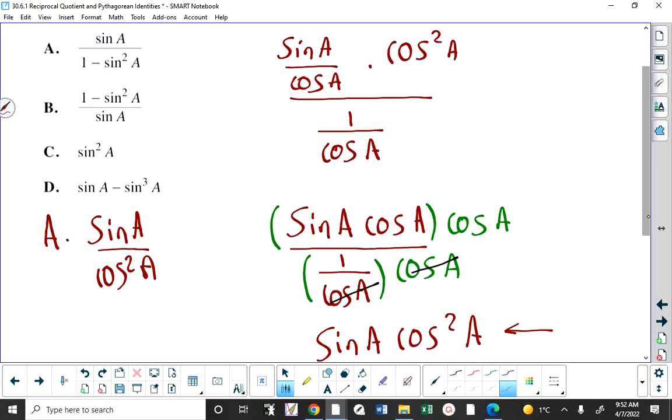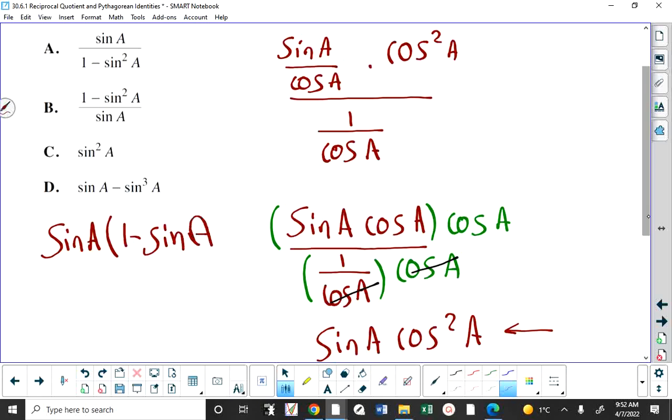C is obviously incorrect because it's sine squared of A, and we want a sine of A and a cos squared. With D, the only thing you could do would be to factor, and then you almost immediately see that you're going to get the cos squared of A in there.